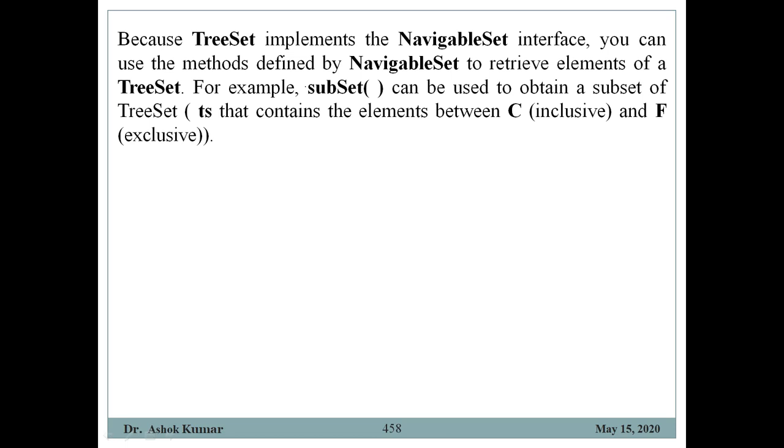Then we call the ts.last method. Last is another method of the TreeSet class. So we are calling it and we will get the last element. Because the last element in this case is X, you will get X as a result. So we are getting X as the second output because we gave the instruction to print the last element of the list.